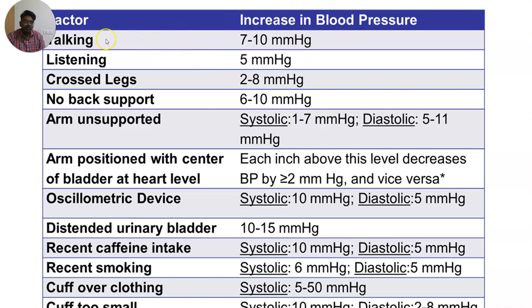Simply talking, as I am talking with you now, you can imagine my blood pressure will be increased by 7 to 10 millimeters of mercury. Now you are listening to my lectures, which means you still have a rise of 5 millimeters of mercury in blood pressure. For example, crossed legs, no back support, arm unsupported, arm position with the center of the bladder at heart level, and oscillometric device. These oscillometric devices are nothing but digital devices. You can expect variations of 10 in systolic and 5 in diastolic. That's why these are the factors you need to consider.